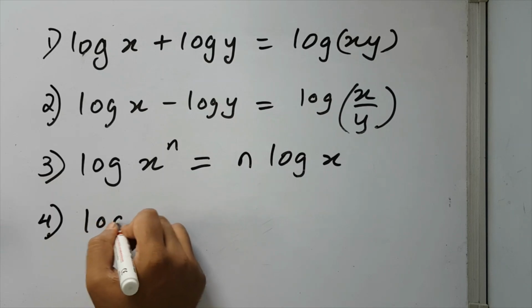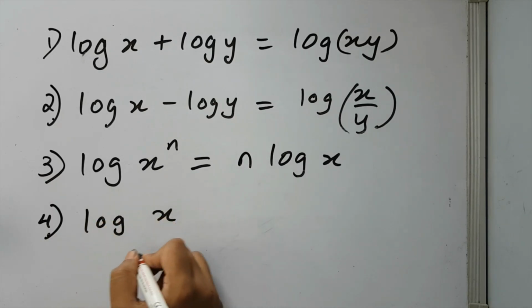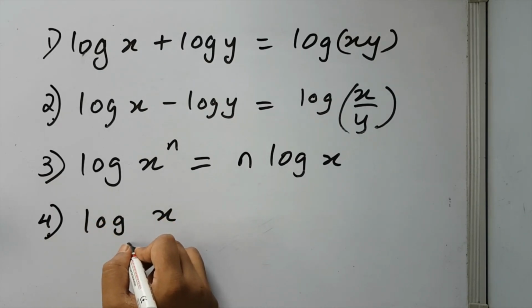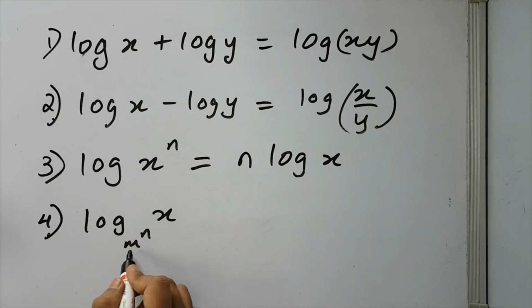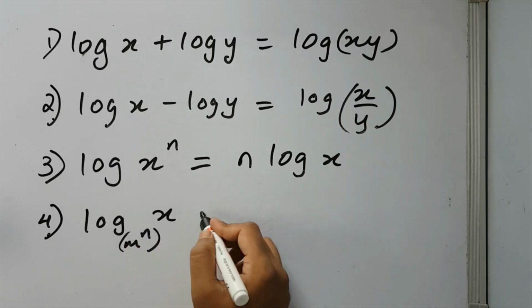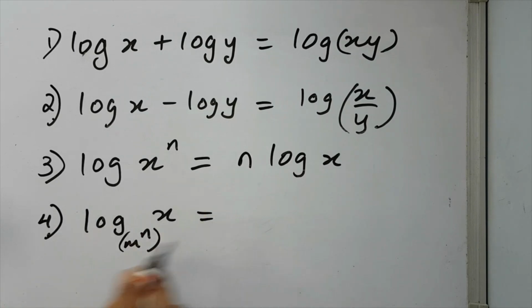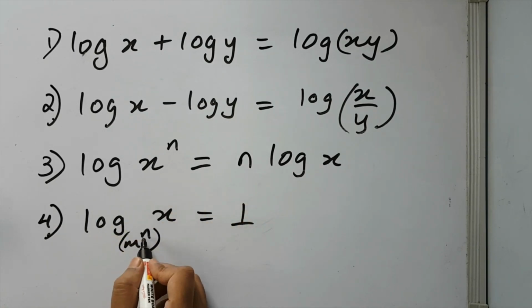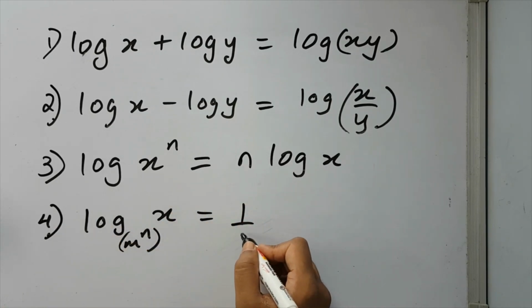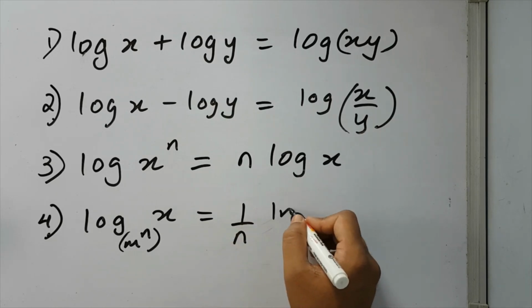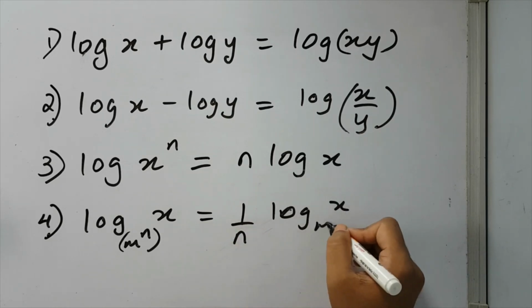if the base has a power, let's say log of x to the base m raised to n, the base is m raised to n. Okay, then this value would be 1 upon n. The power of the base comes to the denominator. Okay, and 1 upon n log of x to the base m.